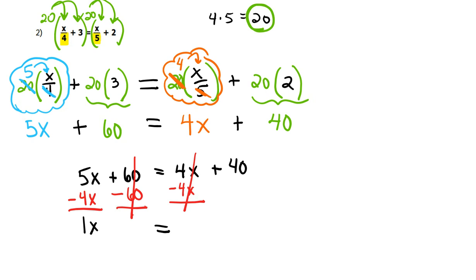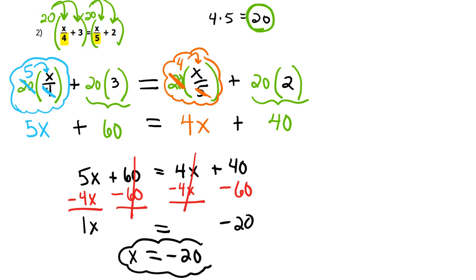But what you do to one side, you've got to do to the other. So 40 minus 60 is a negative 20. And of course, 1 times x is just x. So x equals negative 20. And again, you can check these. Remember, I know MyMathLab will check the answer for you, but on the test, you don't have a check answer button.